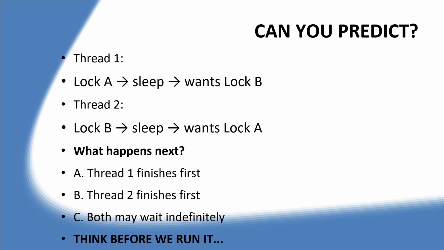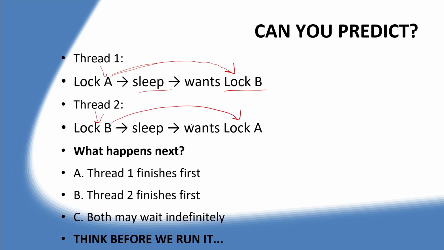Okay, now can you predict what will happen in this case? Let's say thread 1 owns lock A. Thread 1 is owning what? Lock A. And thread 2 is owning lock B. After a short delay, thread 1 tries to acquire lock B. See, sleep is there, right? So after some delay, it is trying to acquire lock B. And thread 2, after some time, is trying to acquire lock A.